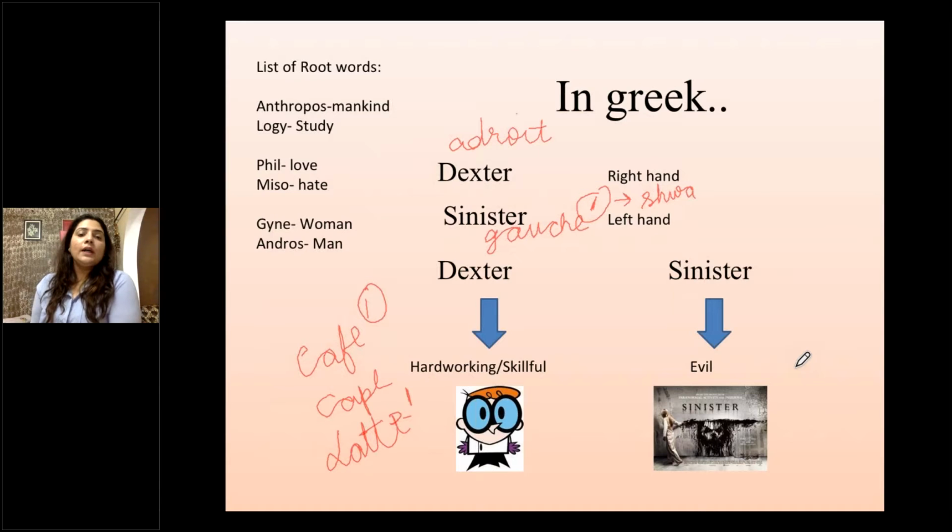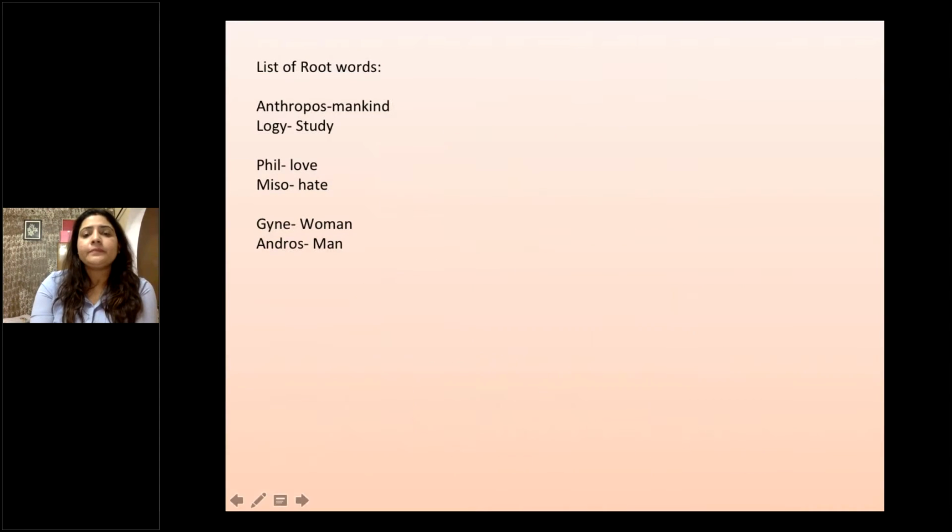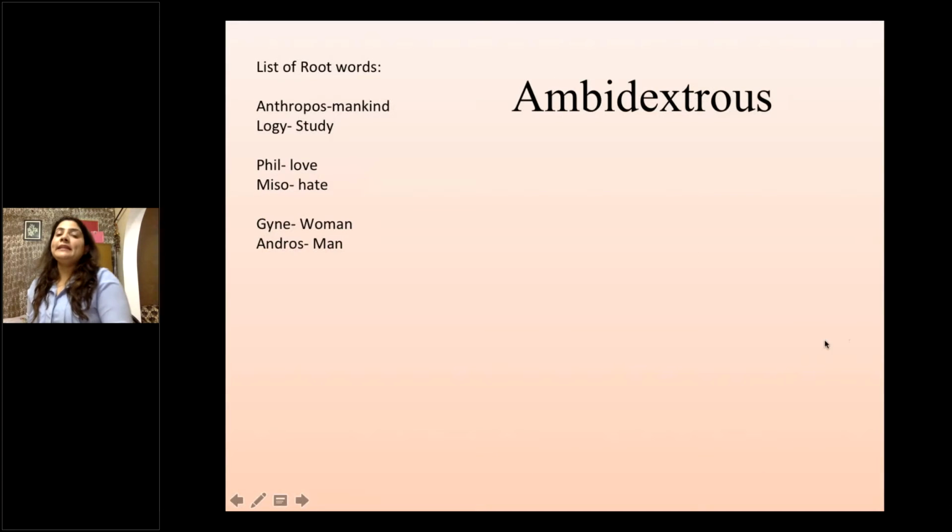Okay, so adroit is right hand. So what do you think is adroit? Adroit and dexter, both of them are synonyms of each other. And sinister and gauche are also synonyms of each other. So dexter is adroit and sinister is gauche, which means evil. The meaning of adroit will also be skillful or hardworking, and the meaning of gauche will also be evil. Okay, so what is ambidextrous then?